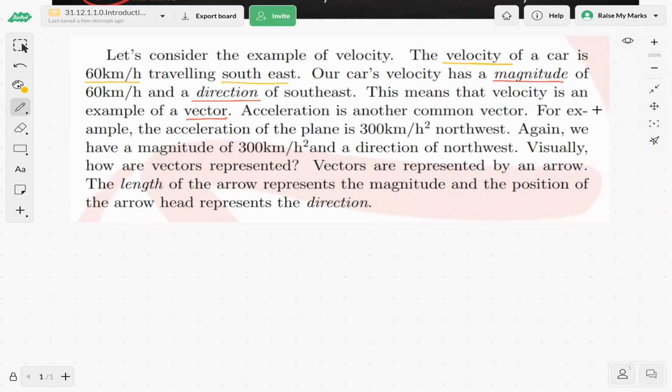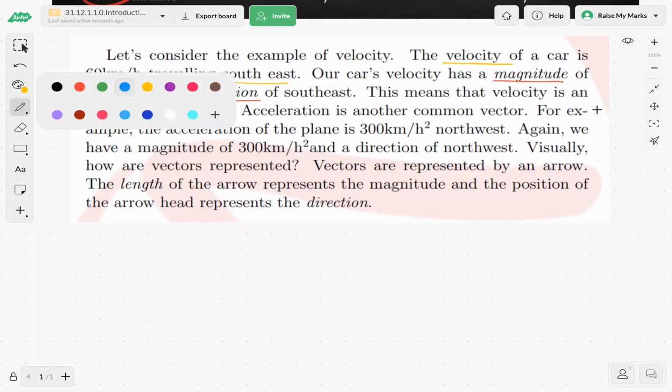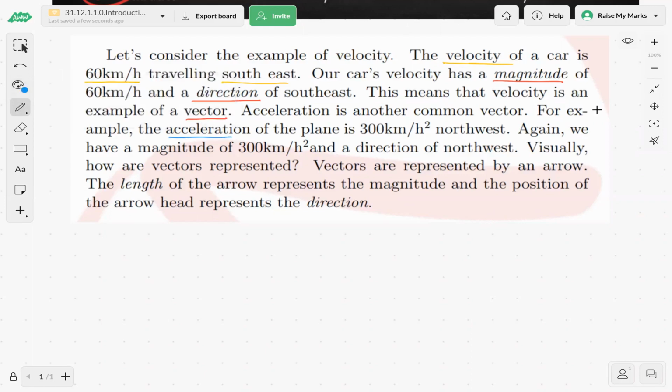Acceleration is another example of a vector. For example, the acceleration of a plane is 300 kilometers per hour squared northwest. So again, let's use a different color. Our acceleration has a magnitude and a direction. Again, we have a magnitude of 300 kilometers per hour squared and a direction of northwest.